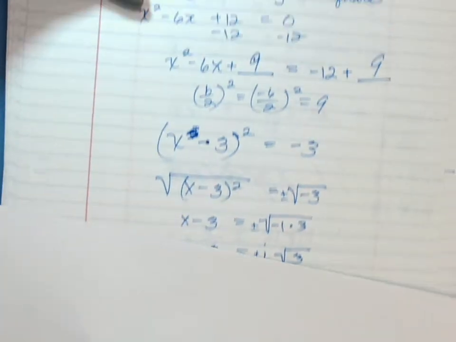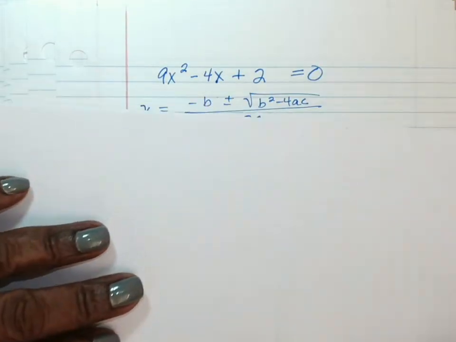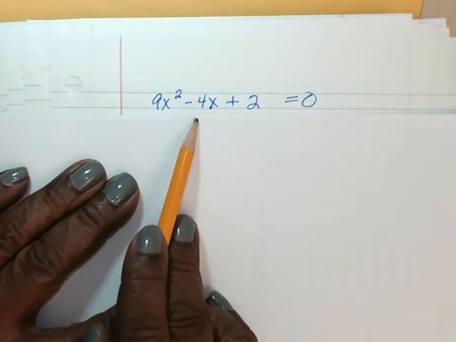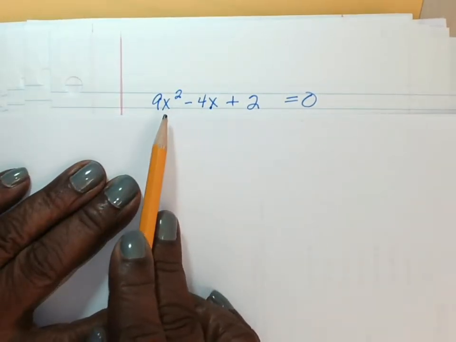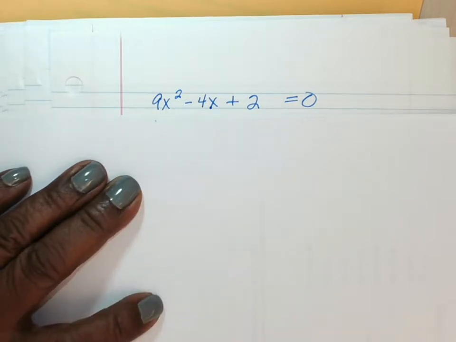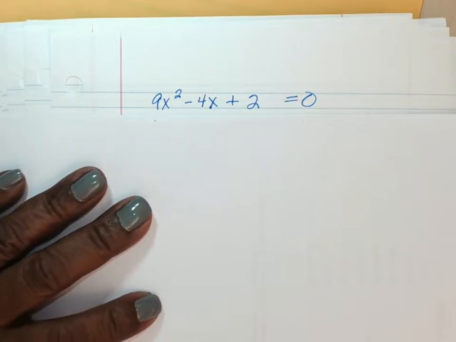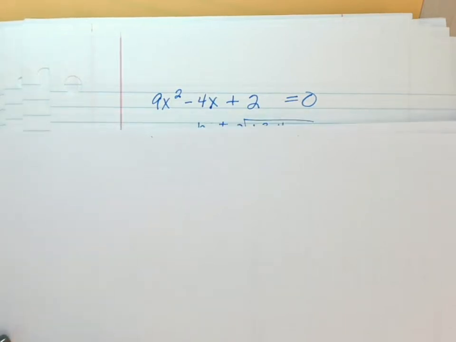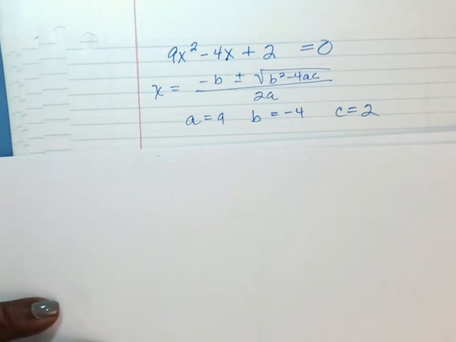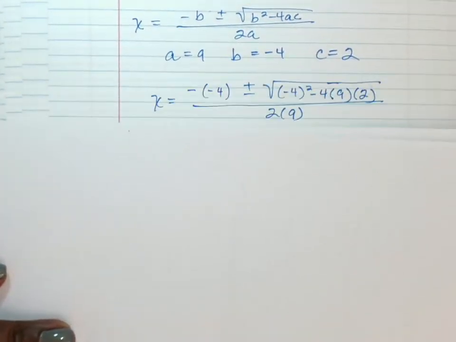Our last example, we're going to use the quadratic formula again because although my b term is even, I have to factor 9 out. That would give me -4 over 9, and I don't think I want to do all that completing the square work with negative 4 over 9. So I'm going to use the quadratic formula again. I'm going to identify my a, b, and c and plug it in.